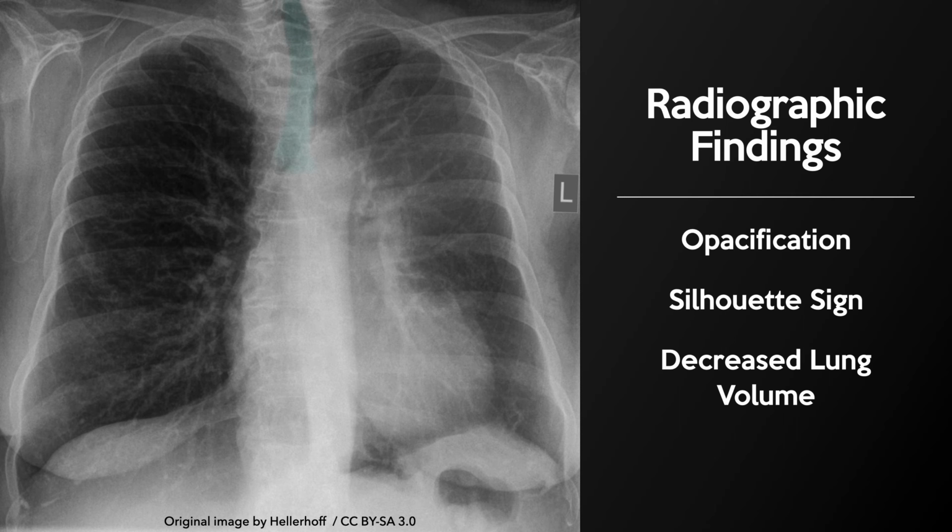When presented with an X-ray of a patient with right lower lobe atelectasis, the first finding that you may notice is an area of increased opacification. Atelectasis of the right lower lobe results in a triangular density medially at the right lung base.